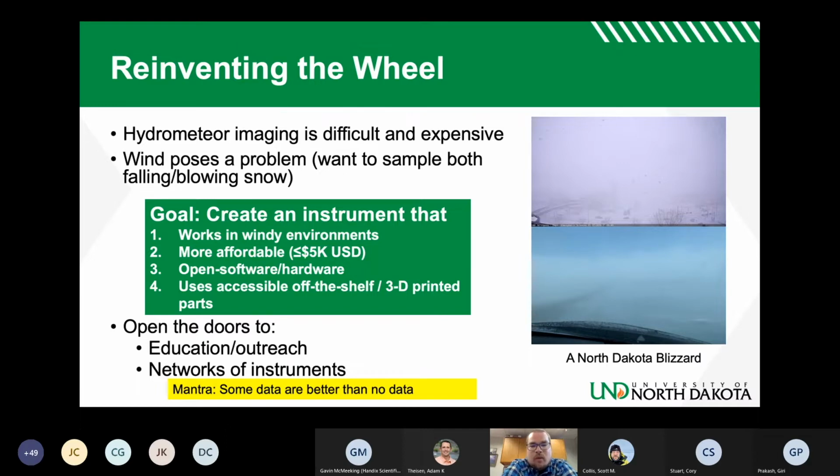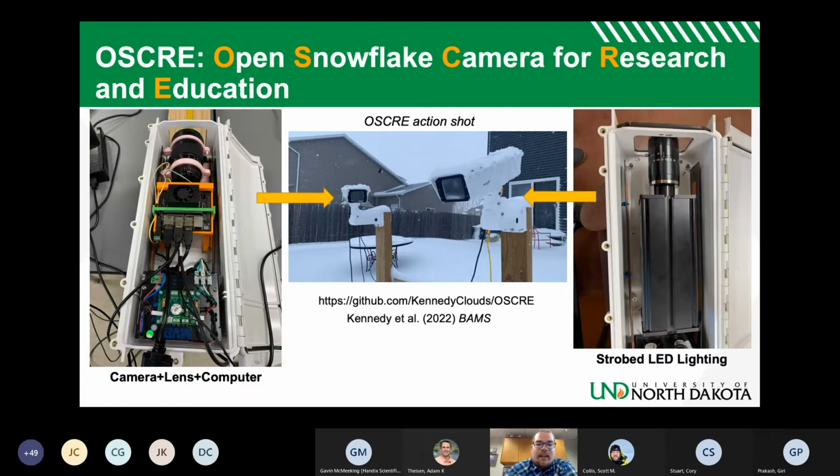And so if you think about where we typically have microphysical instruments, they're limited to field campaigns and select sites, and man, it would be great to have networks of these instruments. You can put them underneath the area where you have radar coverage and know what's happening in every single county in, say, the state of North Dakota or whatever. And so with that, I introduced OSCRE, the Open Snowflake Camera for Research and Education.